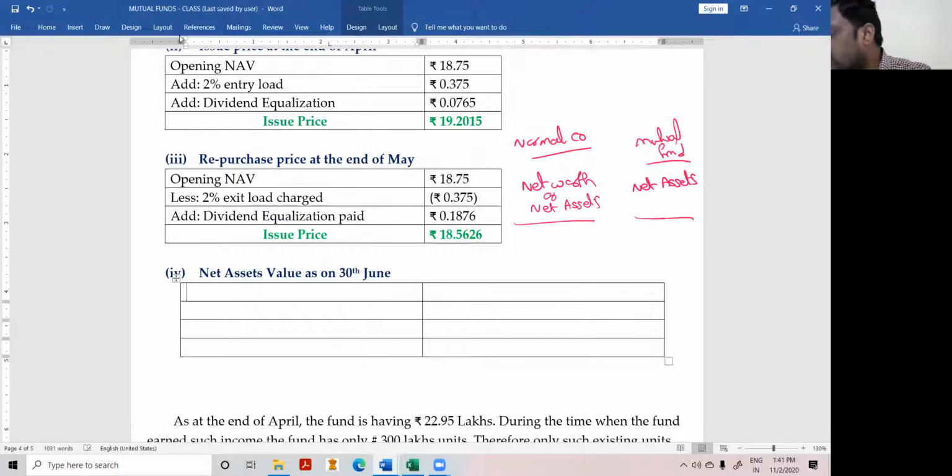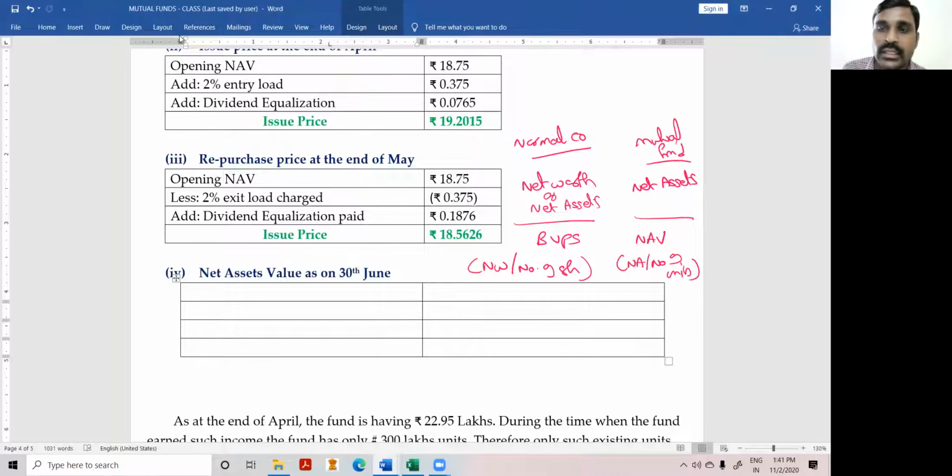And next, this is book value per share. How will you get book value per share? Net worth divided by number of shares. Here, how will you get net assets value? Net assets divided by number of units. That is the point. What is book value per share to a normal company is nothing but net assets value per unit. Only the terminology is changing, but the underlying concept is the same. So therefore, book value, net assets.